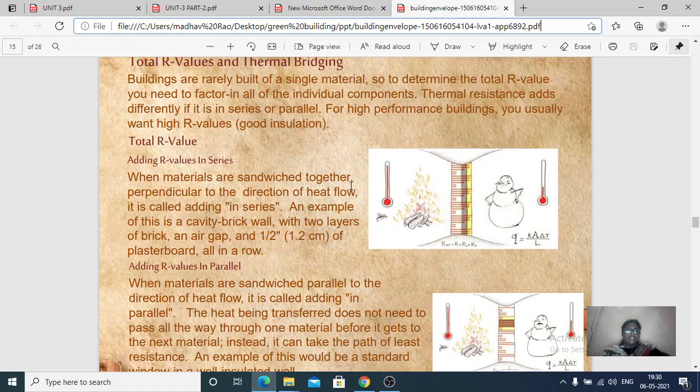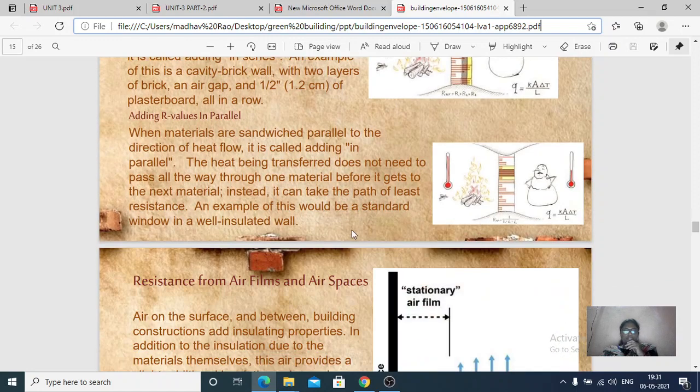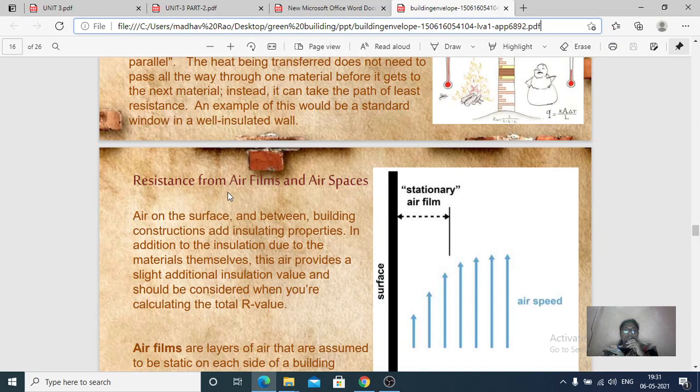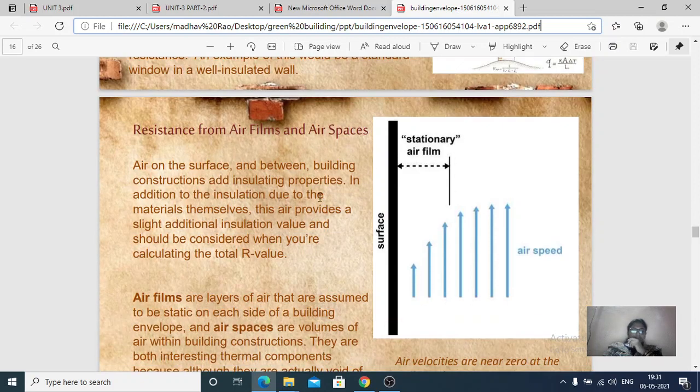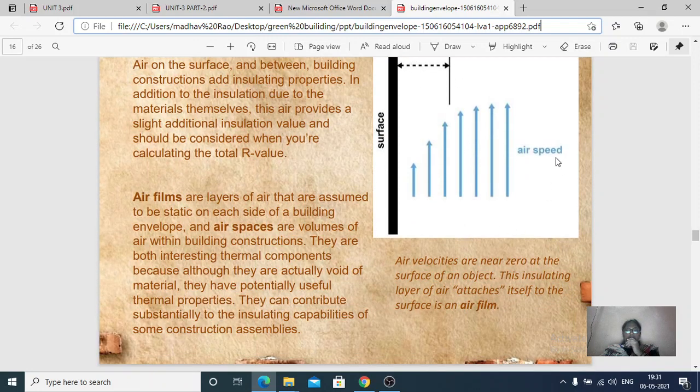When materials are sandwiched together perpendicular to the direction of heat flow, it is called adding in series. An example is a cavity brick wall with 2 layers of bricks, an air gap and half inch, 1.2 centimeters, of plasterboard in all rows. Here you people can see it. Resistance from air films and air spaces. Air films and air spaces, see here. These are all the insulation.